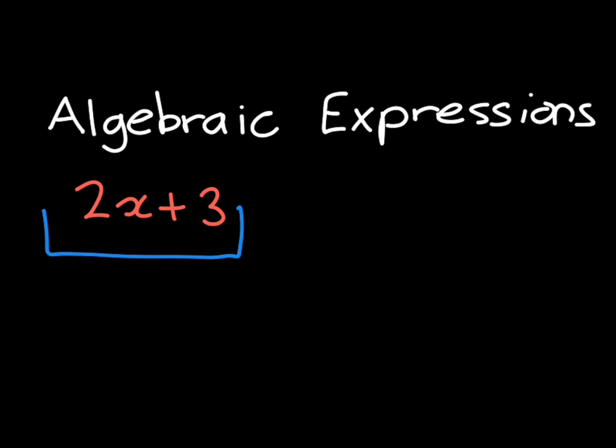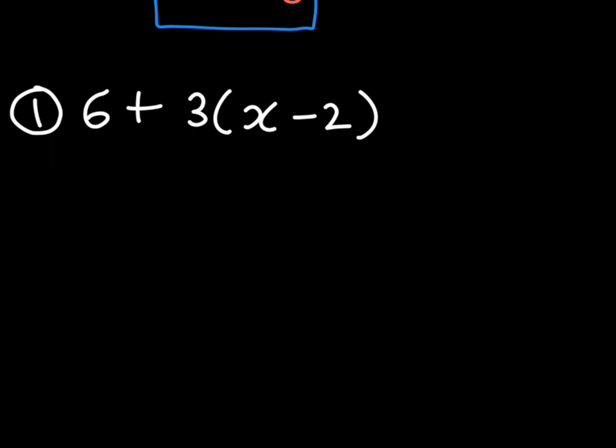So let's get into some examples. For question 1, we are asked to simplify the algebraic expression 6 + 3(x - 2). Now remember, we start off by multiplying the 3, which is the number outside the brackets, by the numbers inside the brackets. So we need to multiply 3 by x as well as 3 by negative 2. This is one of the first rules of BODMAS.